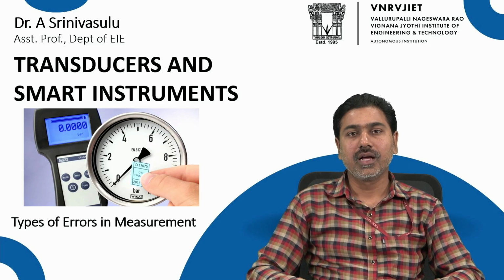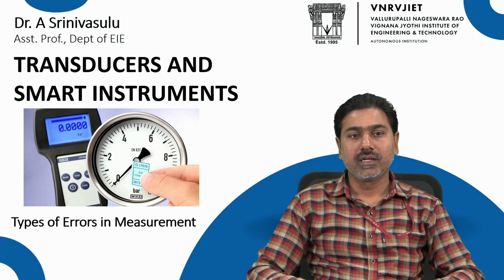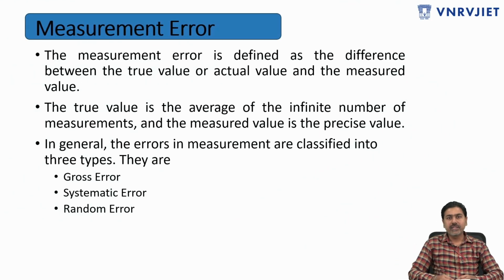In this video, I am going to explain you the types of errors of measurement. Before going to the types of error, let me explain you what is the measurement error. Basically, we take the measurement from the instrument, and when we take the measurement, it may not be the actual measurement, like what will be the standard value that we need to get from the instrument may not be the same when we measure from the instrument.